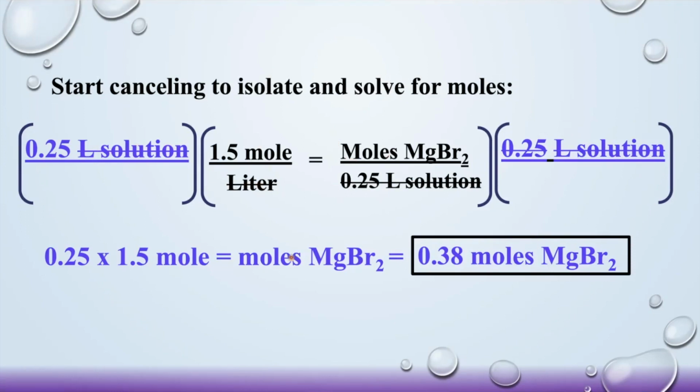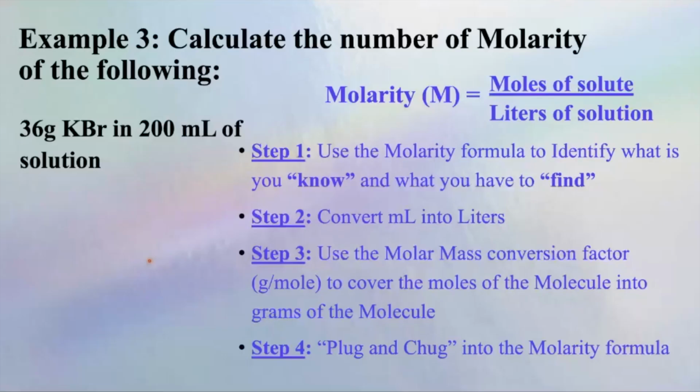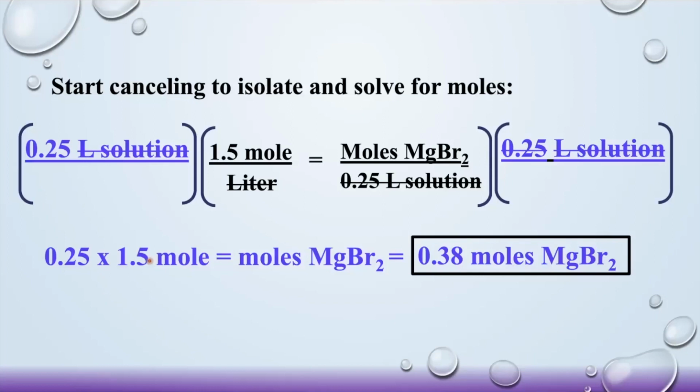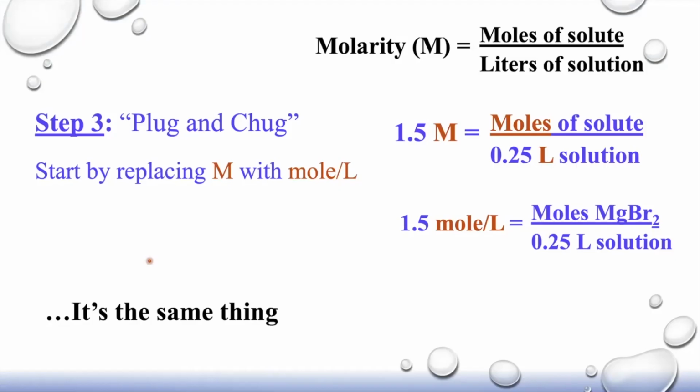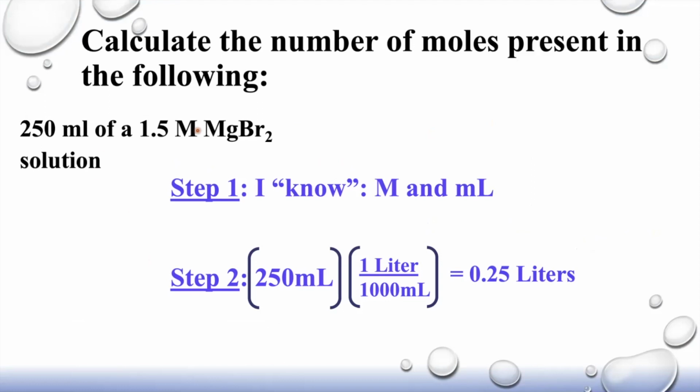You can see I put my work down here. Now we are left with 0.25 times 1.5 moles, and that's what the label of moles of MgBr2 is. 0.25 times 1.5 equals 0.38 moles of MgBr2. Notice I boxed my answer. Hopefully I did all my basic math right, so feel free to check me and let me know. Alrighty, so that's how you do that when you're solving for moles, when you are given molarity and milliliters.